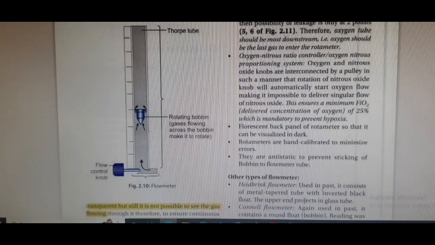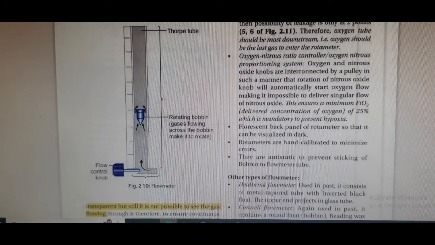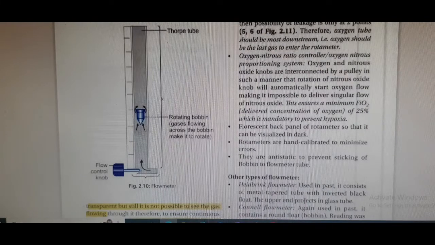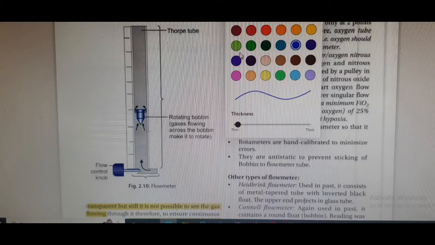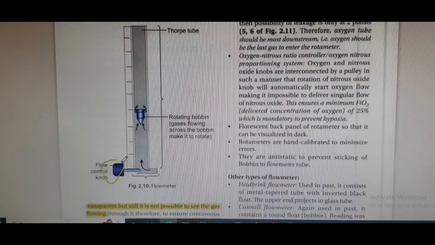So the diagram here is a flow meter. You can see the flow control knob. This is used to control the flow of gases. Let me show it with the diagram. This is the flow control knob, and this flow control knob is used to control the flow of gases.